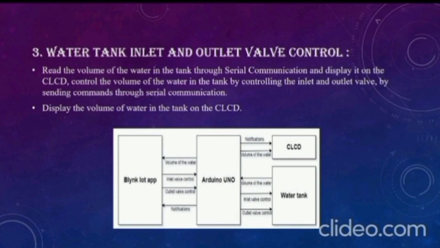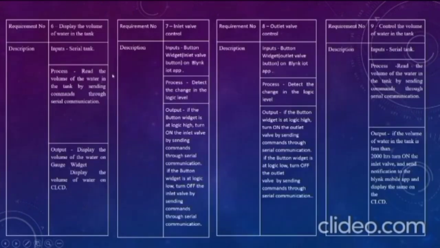Sixth one is to display volume of water in the tank. Serial tank acts as an input. It reads the volume of the water in the tank by sending commands to serial communication, and the output is to display the volume of water on the gauge widget and also display the volume of water on the CLCD.